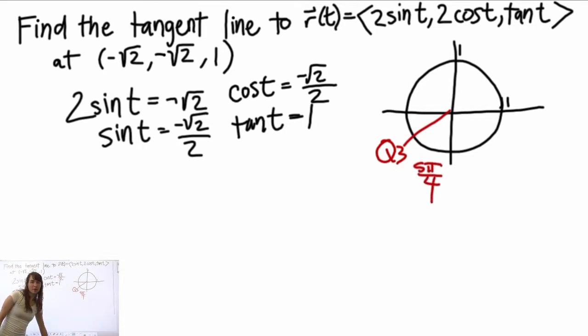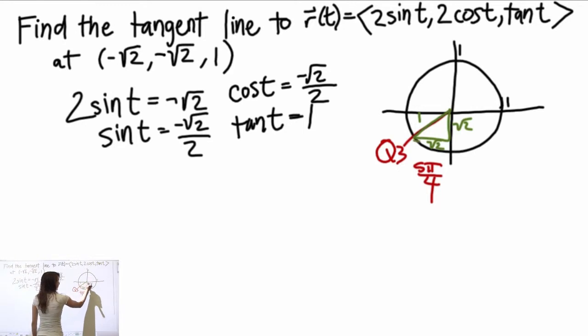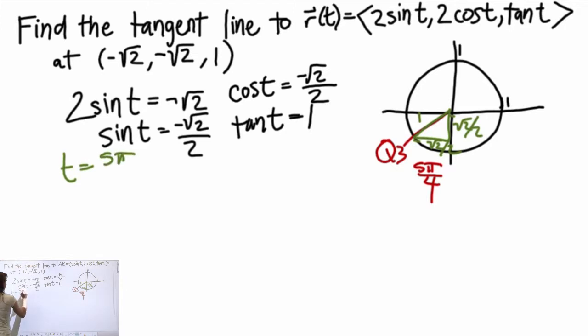Now, if you can't remember how to do that, you can look at this triangle here. And we know that this has to be 1, and that those two sides are equal. And you can find out that these are root 2 over 2 and root 2 over 2, and they obviously have to be negative because they're in quadrant 3. So we know that t is equal to 5 pi over 4.